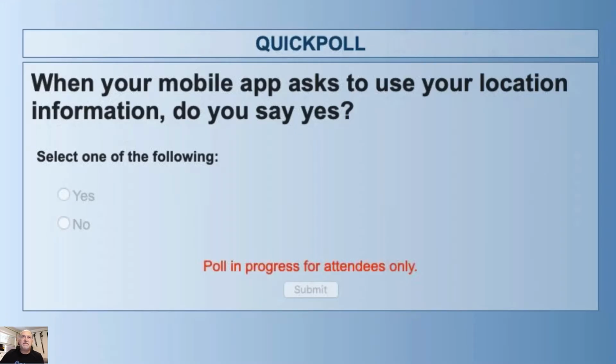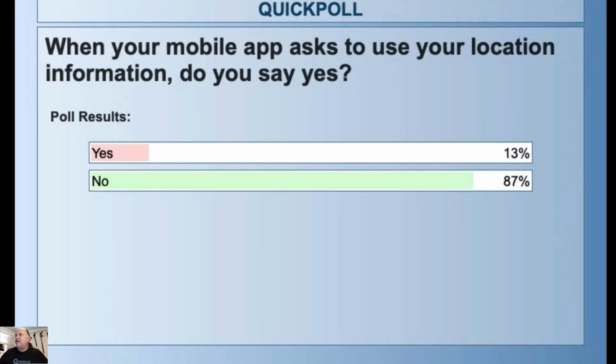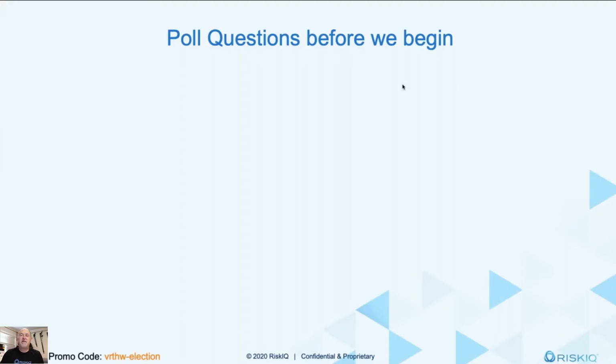Okay, and next question. When your mobile asks you to use your location information, do you say yes or no? Do you say yes, use it all the time, or just when you are active, or not at all? So yes or no. Okay, 13% yes, 87% no. For me, it depends on what the app is doing. If it's Uber, yes, because I need them to find where I am. Otherwise, it's generally no.